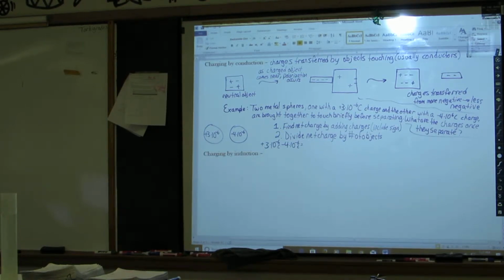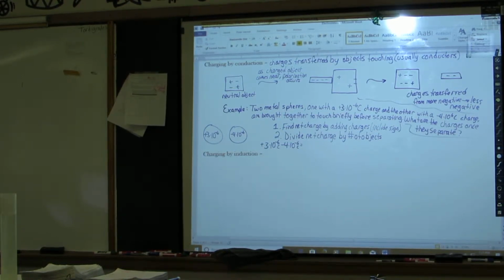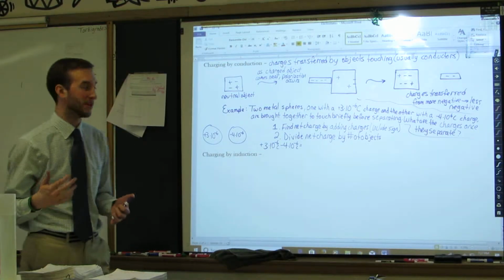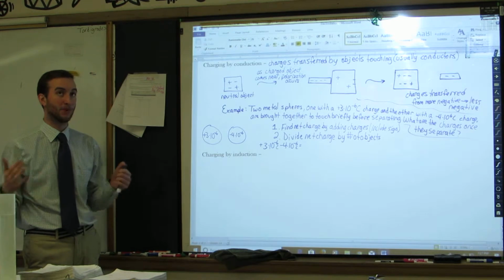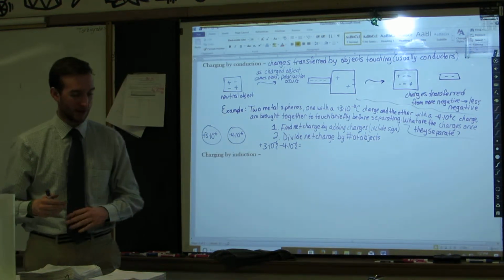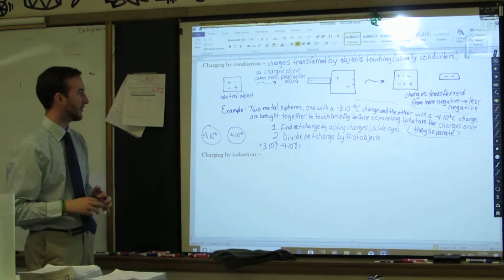Okay, so as I was saying at the end of the last video, this is charging by conduction, this first example. We're switching charge, we are transferring charge because two objects are touching. I have an example. I took the liberty of writing it out while I was downloading the second video there.